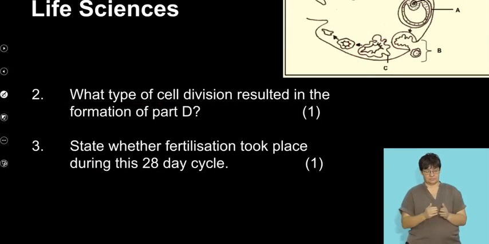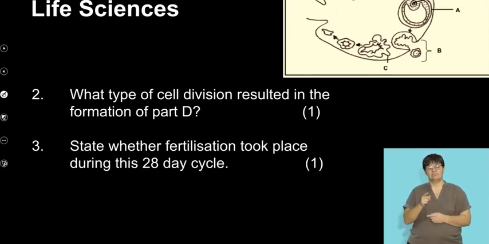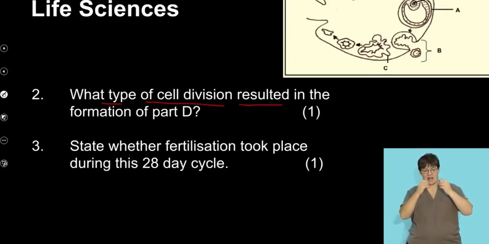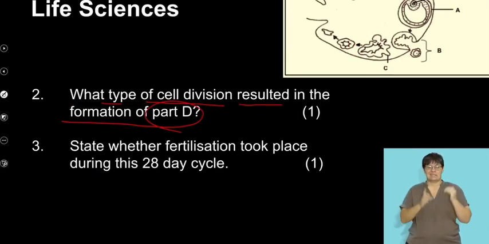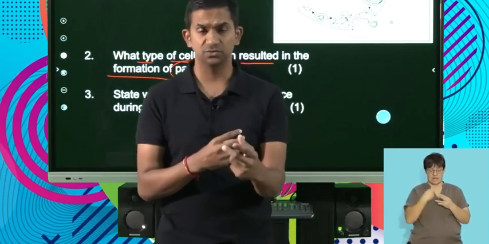Great stuff. Let's look at the next part of this question. What type of cell division resulted in the formation of part D? Guys, again, we're linking this to meiosis and hormones, which is the endocrine system.